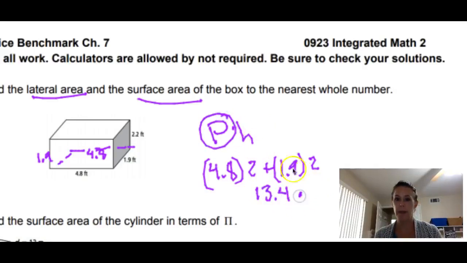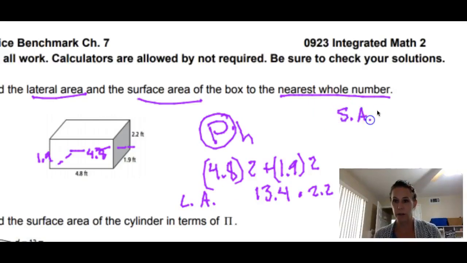Now I'm going to multiply that times the height. And the height here is 2.2. So when I multiply that out and just use a calculator, I'm going to get 29.48. And to the nearest whole number, that would be 30. That is in feet. It is area, so it's feet squared. And that is your lateral area. So here's my lateral area. Now let's look at the surface area.